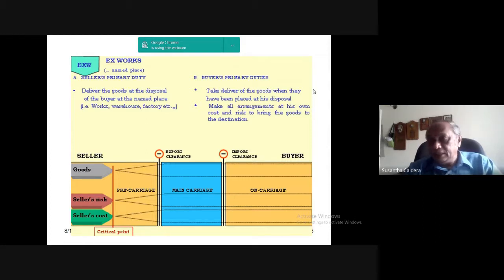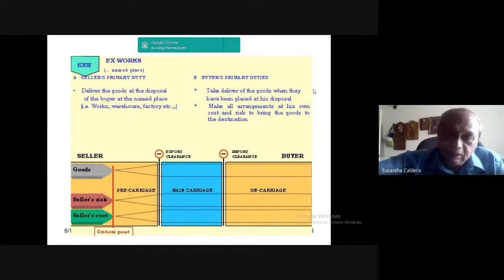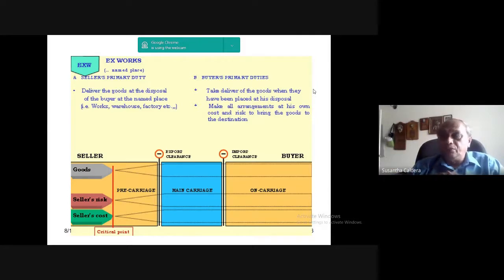Right? In Incoterms, there are three types of carriage. One is pre-carriage, other one is main carriage, and the last one is on-carriage. What do you mean by pre-carriage? Now, from the seller's warehouse or factory, the goods have to travel up to the main carriage. Main carriage can be either a ship or an aircraft or something like that. All right. So that's the main carriage. That's the carriage coming from the US to Colombo.